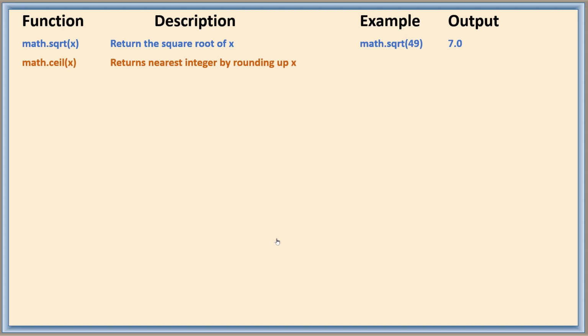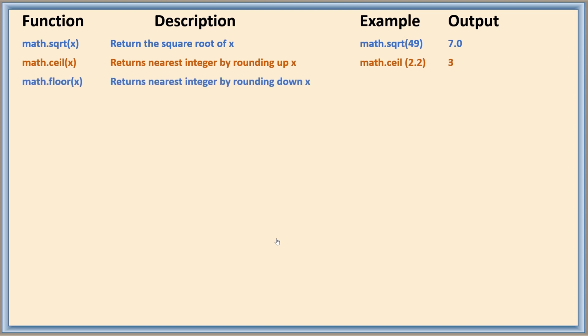Next we have math.ceil. This will return the nearest integer by rounding up. That means, for example, if we have 2.2, see, 0.2 is lesser than 5. Though it is lesser than 5, it will not go to the nearest integer 2, it will go to the higher integer, that means 3 on the number line.